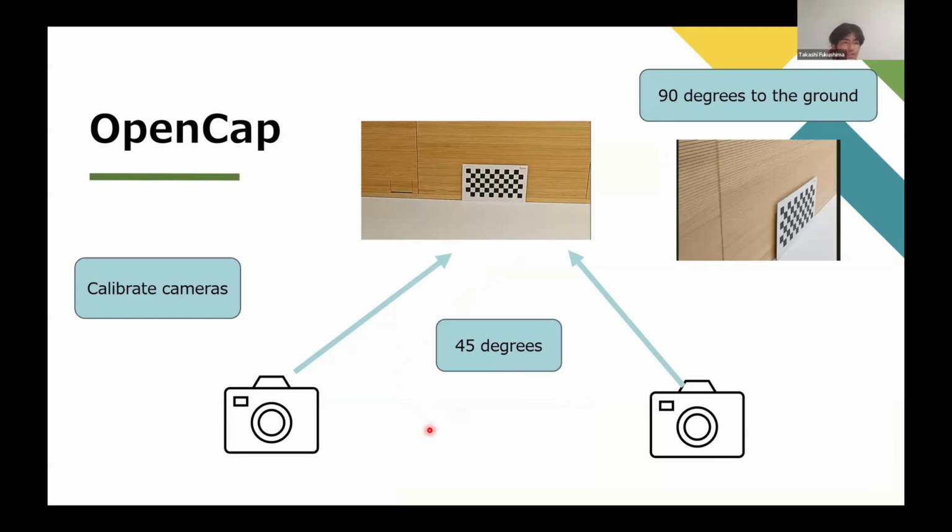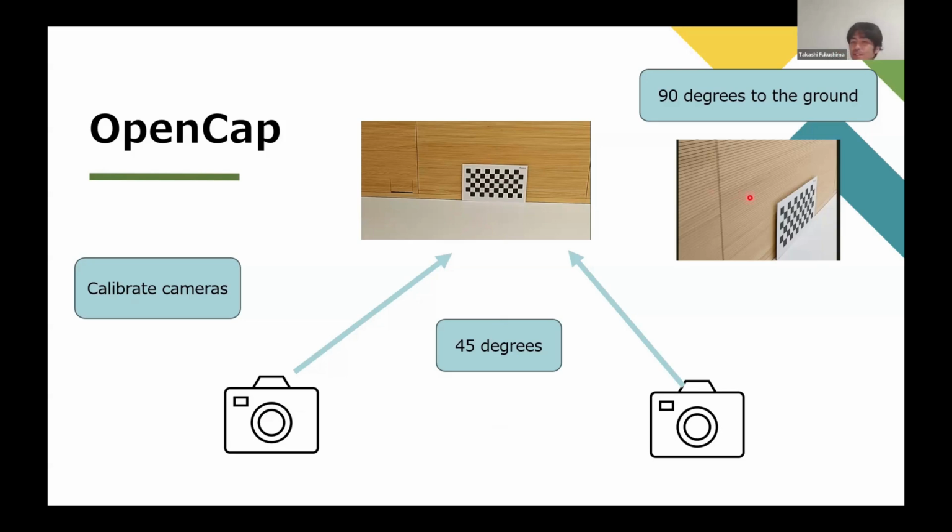All right. Then after that, you have to calibrate the cameras. If you're using two cameras, my recommendation is placing the cameras at 45 degrees to the space you want to capture.